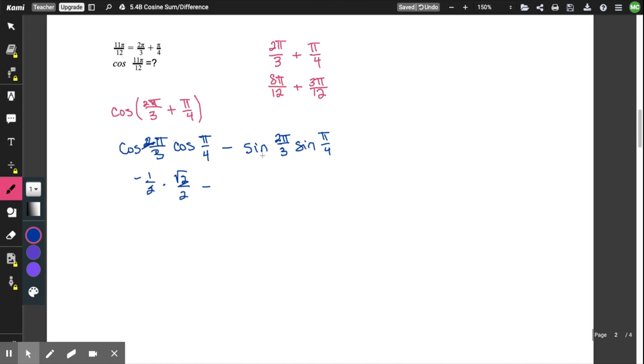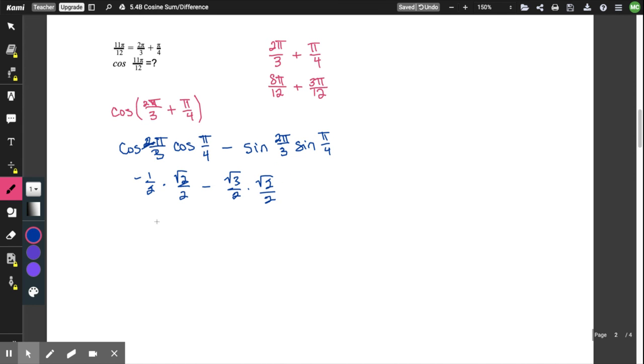For the second part, sine of 2 pi over 3, again, 2 pi over 3 is in quadrant 2 with a reference angle of pi over 3. Sine is positive in quadrant 2, so I just need sine of pi over 3, which would be root 3 over 2. And then sine of pi over 4 is root 2 over 2.